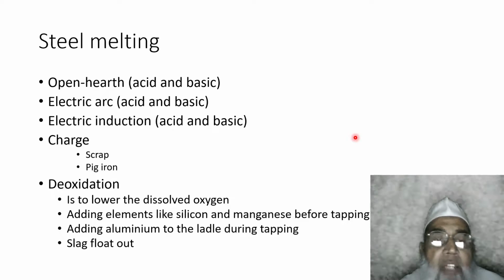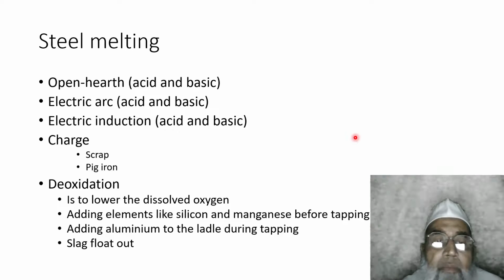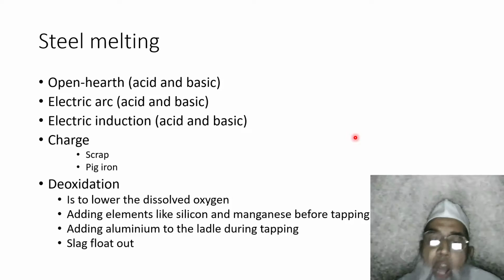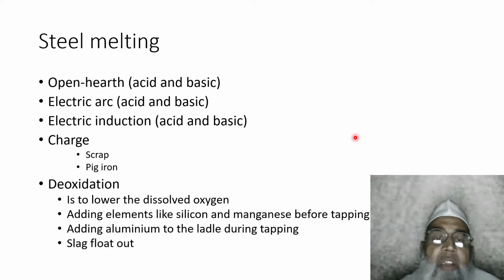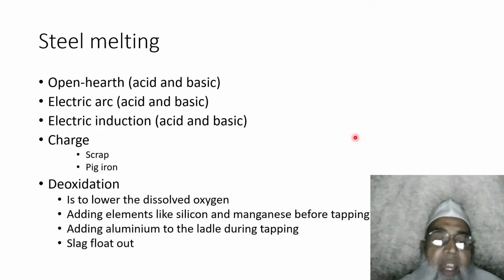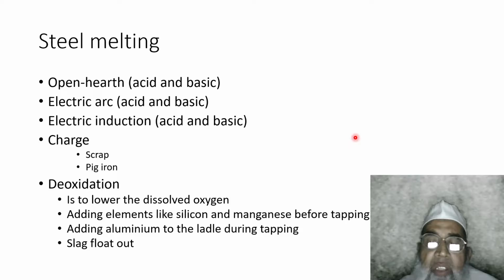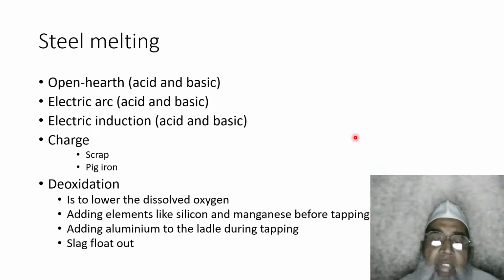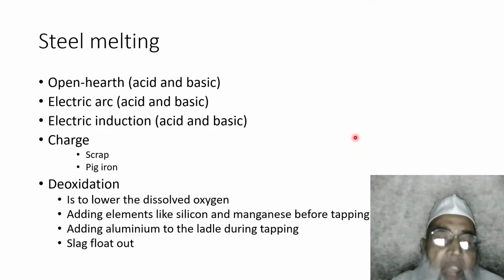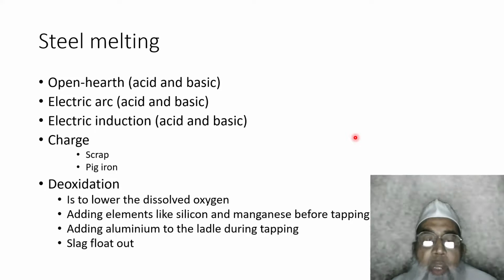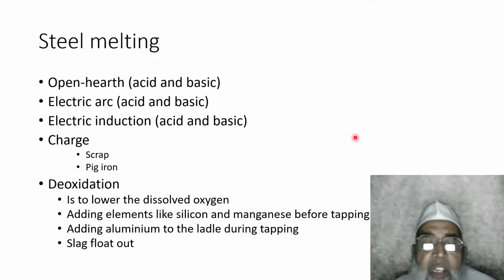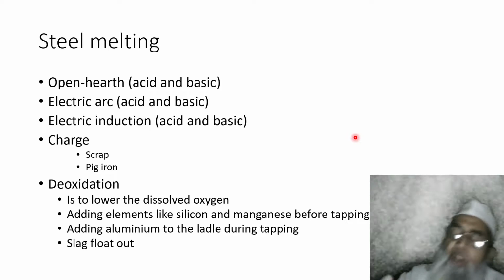Now, we have to take care so that deoxidation may also be adopted, so that the oxygen dissolved in the melt may be lowered. For this, we add elements like silicon and manganese. They react with oxygen and form oxides of these metals, which are lighter and can be skimmed off. Adding aluminum to the ladle during pouring will also cause it to react with the oxygen and give slag, which will float and can be skimmed off.